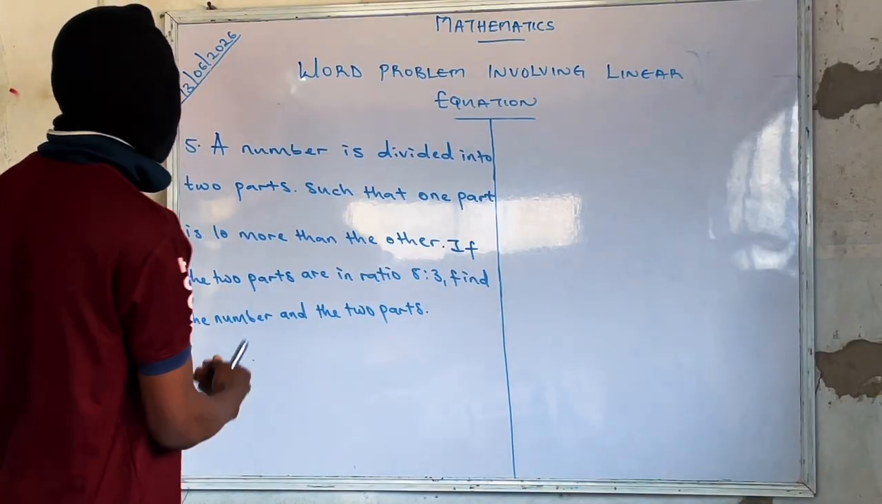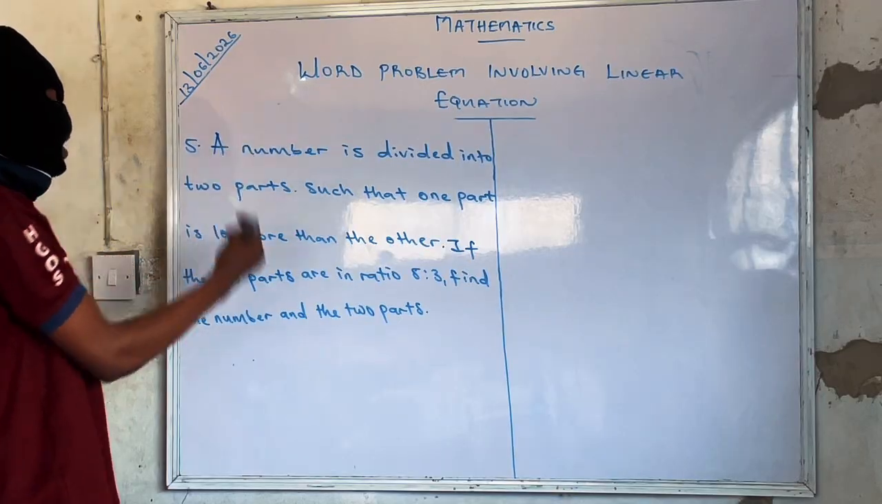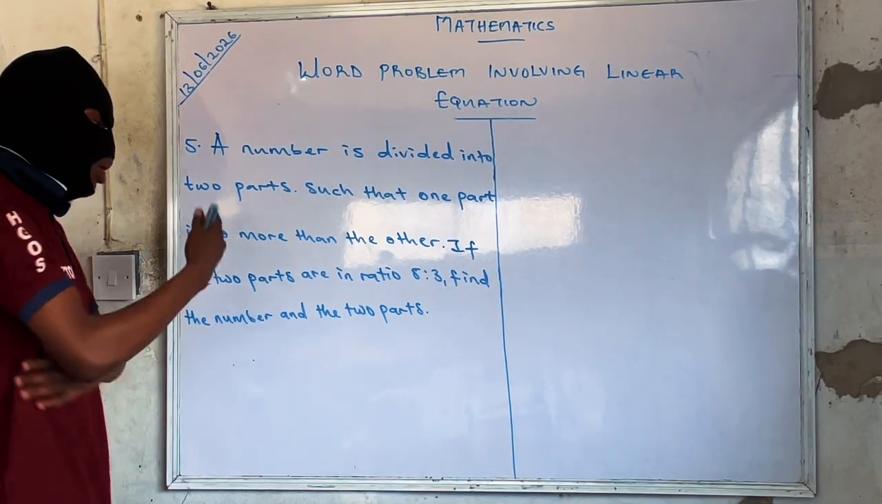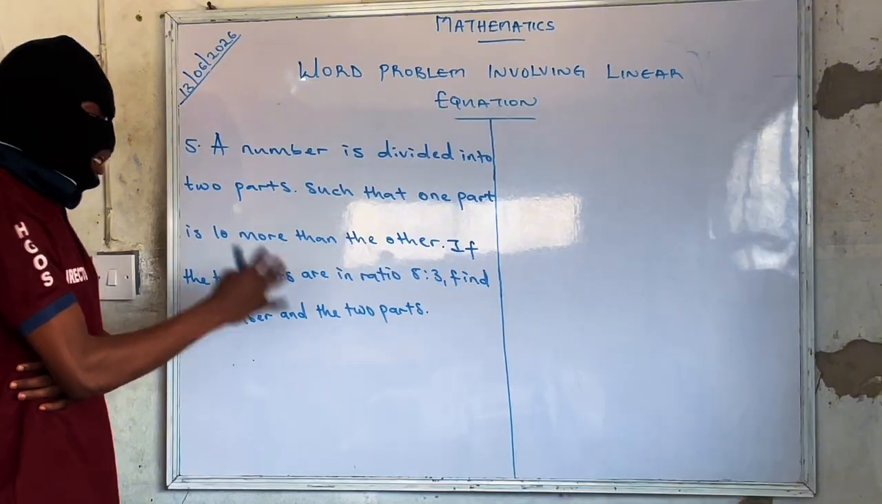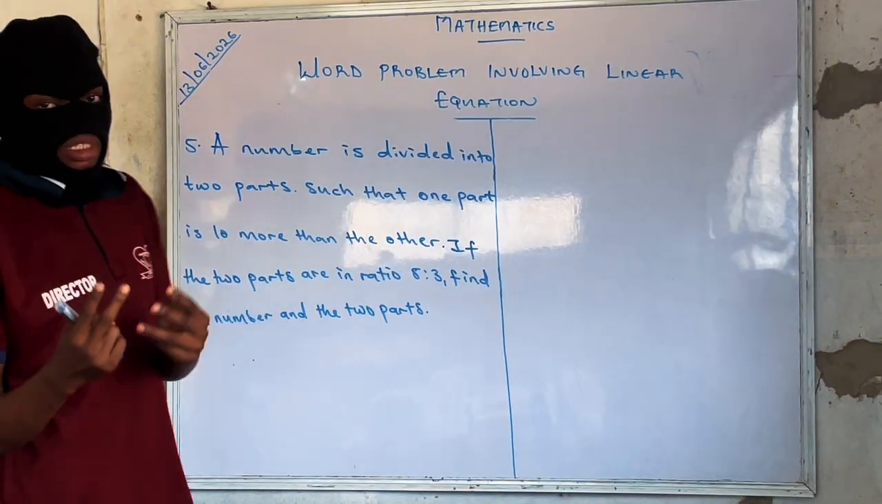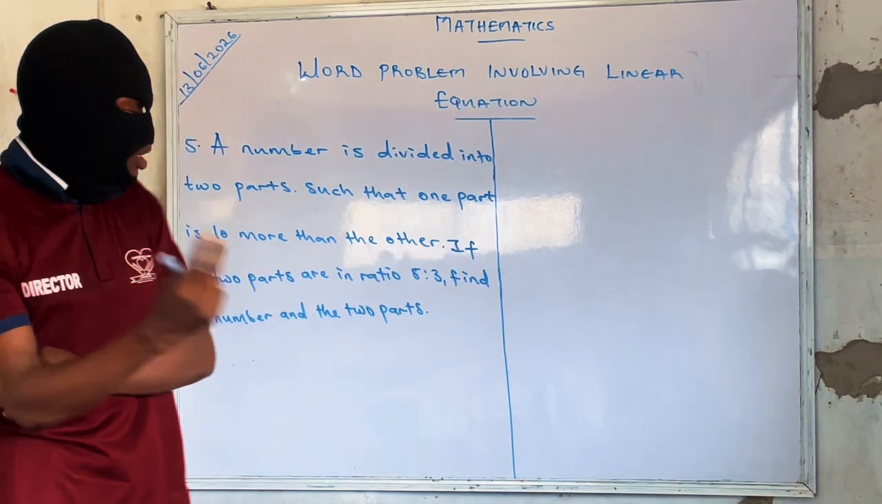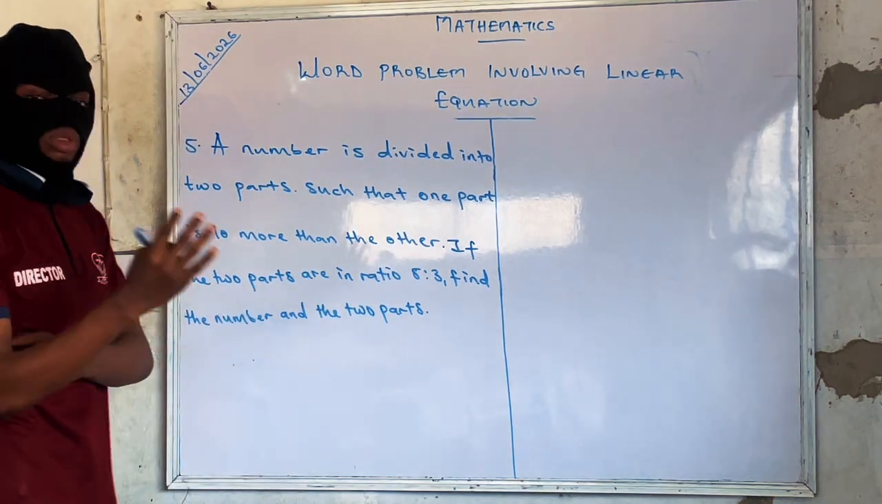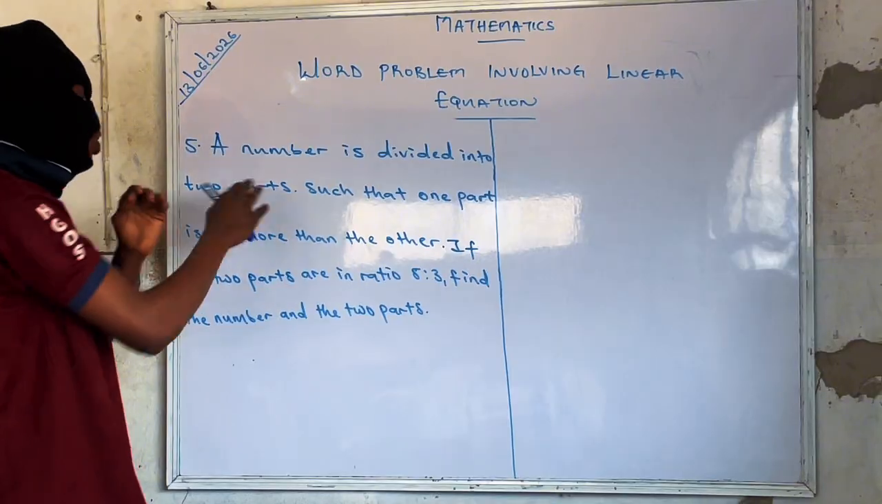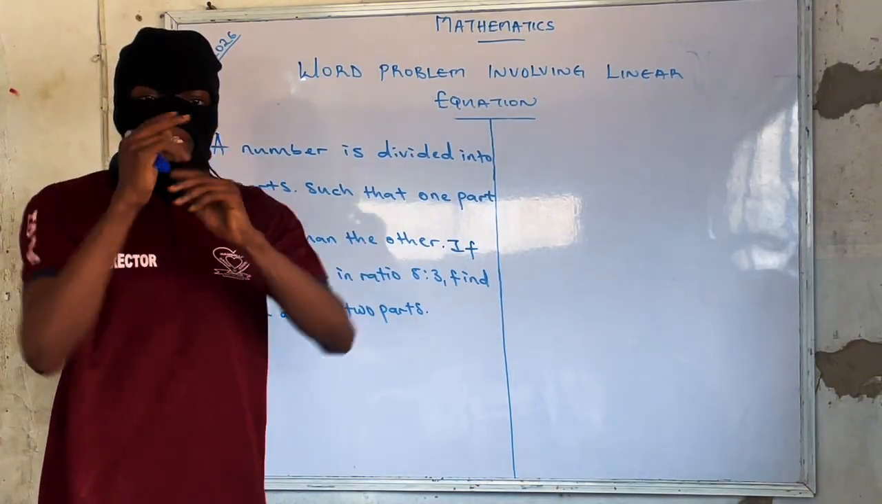Now, number 5 says a number is divided into 2 parts such that one part is 10 more than the other. If the 2 parts are in ratio 5:3, find the number and the 2 parts. We are asked to look for 2 things: the number and the 2 parts. Now look at the question. A number is divided into 2 parts.